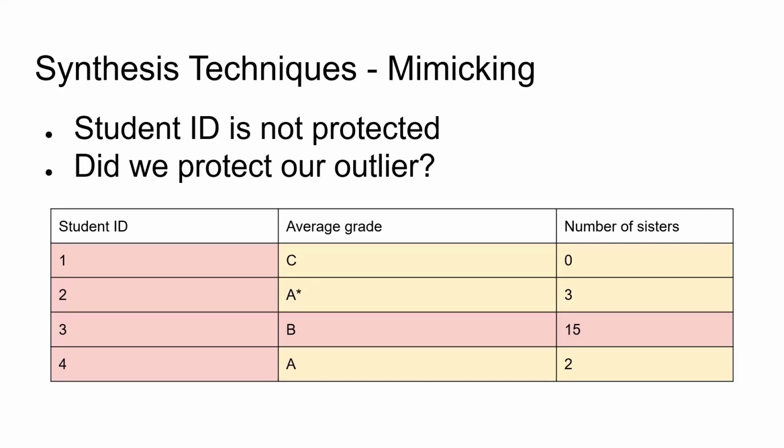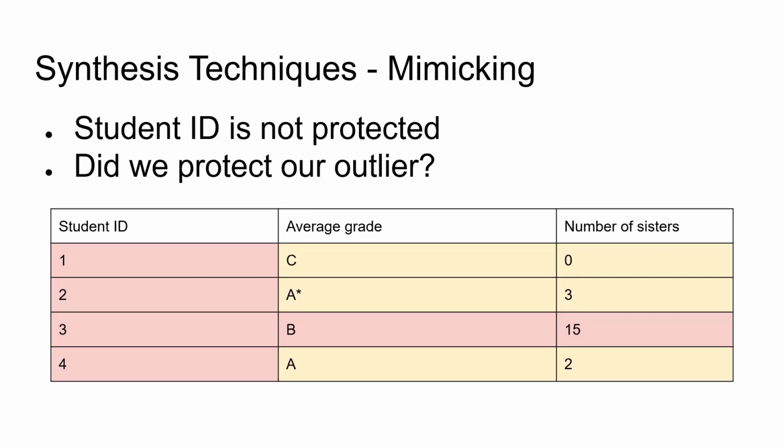So we can see, for example, student 1 has gone down a grade from B to C, and they've also lost a sister from 1 to 0. I've kept these real student IDs just so we can see how the sampling worked. But in a real application, we need to re-index these quite clearly.